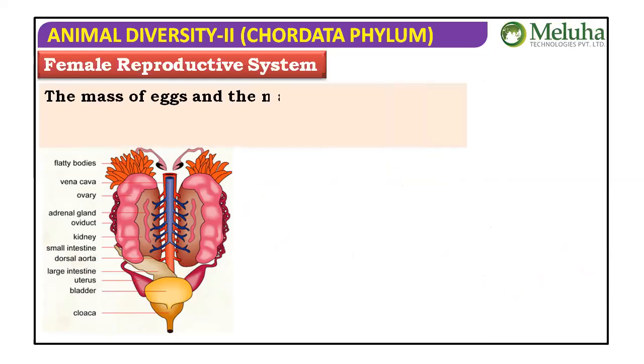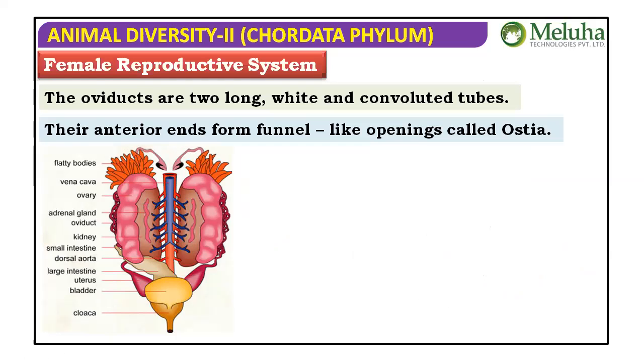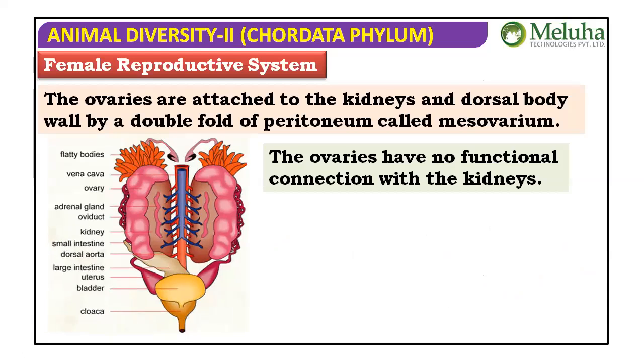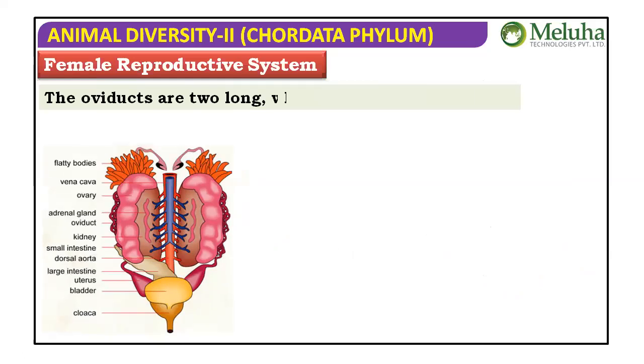Both are connected: ovaries are connected to the kidney and testes are also connected. But the ovaries have no functional connection with the kidney. That is a very important point to be remembered here.